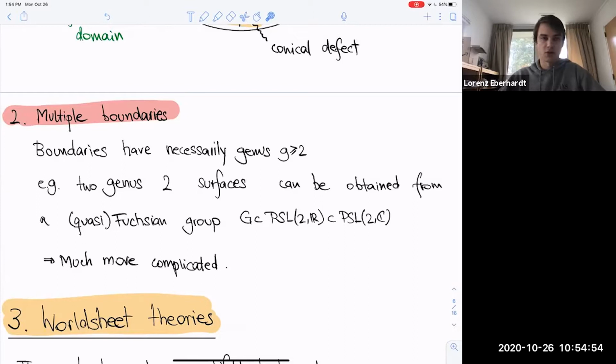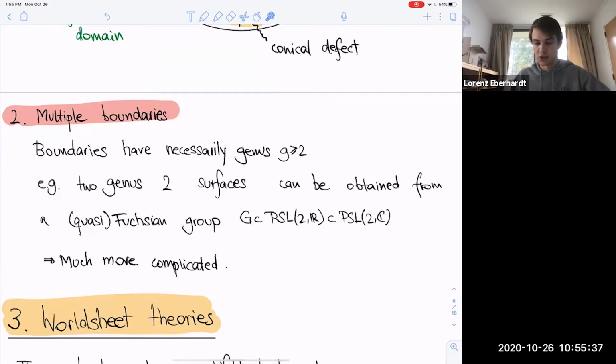And so just a very quick nod towards the multiple boundary case. If you have multiple boundaries, then the boundaries necessarily have genus at least 2. So you cannot have multiple genus 1 boundaries. That's a bit of a problem because if you want to probe this disconnected boundary case, you necessarily have to go to genus 2. So that's why it's a lot harder to say something about this question than about the first question, which was which geometries you have to sum over to get the boundary torus partition function. But yeah, you can still get, for instance, 2 genus 2 surfaces as boundaries by taking the quotient by what's known as a Fuchsian group.